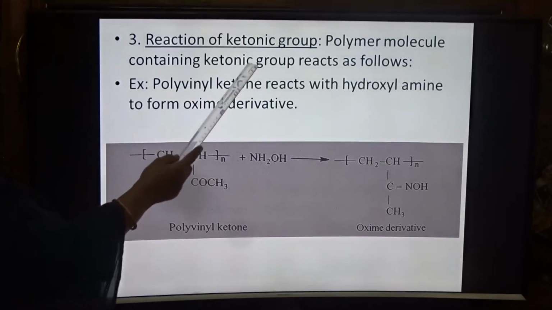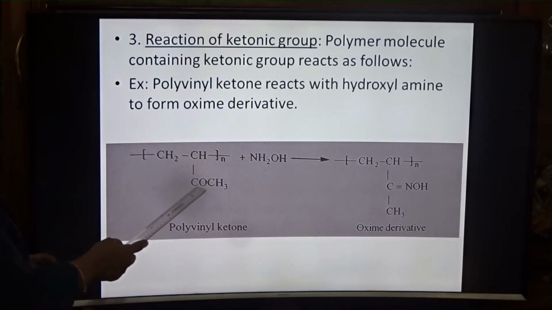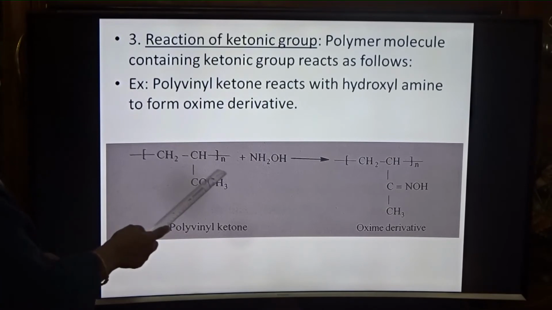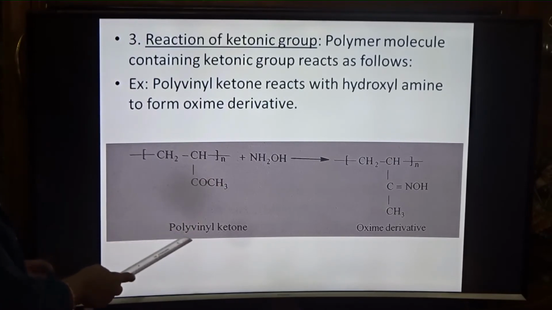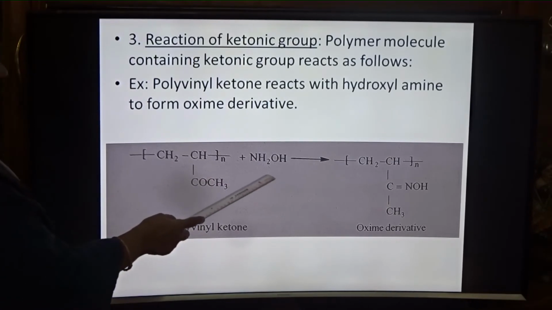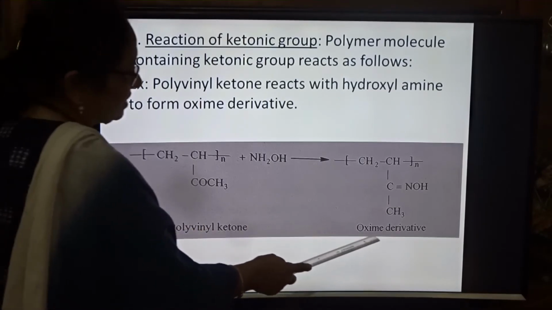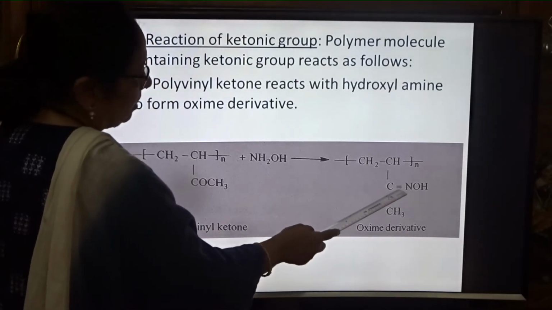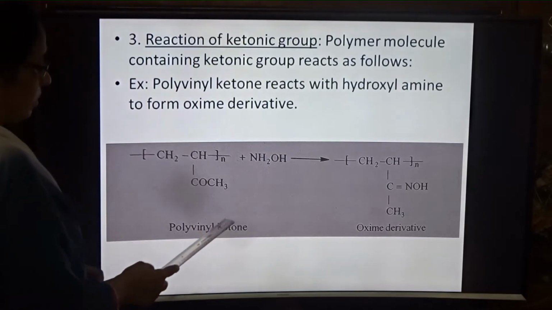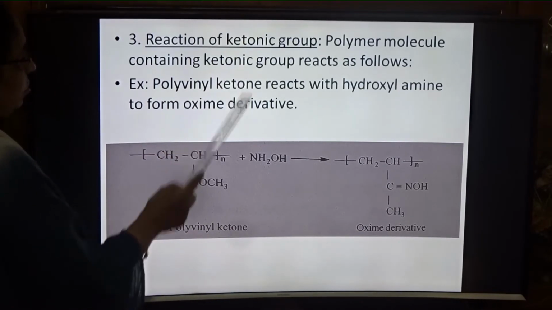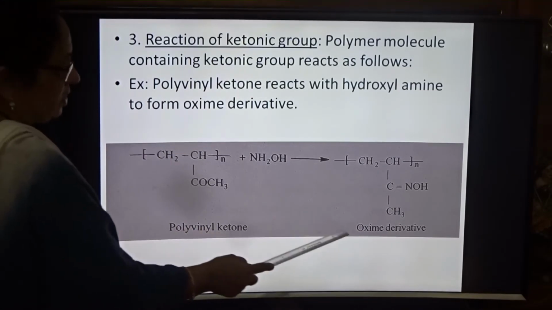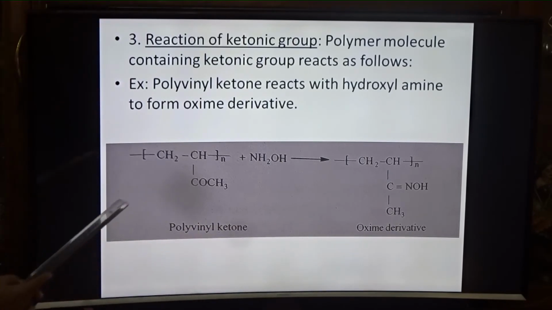Next, reaction of ketonic group. Here the ketone, RCOR, is the pendant group. Polyvinyl ketone reacts again with hydroxylamine to give an oxime derivative. Here C double bond NOH is the oxime group. Here the ketonic group is the pendant group and reacts with hydroxylamine to give the oxime derivative.